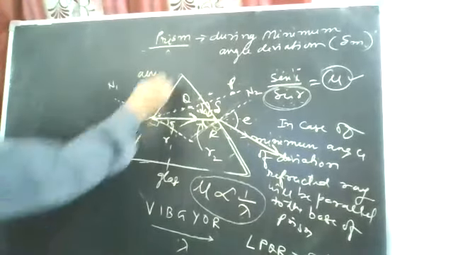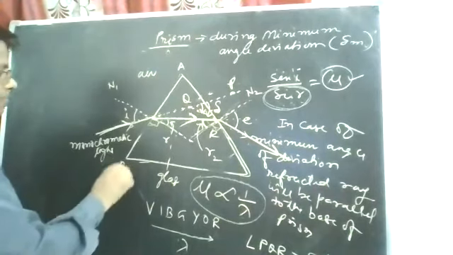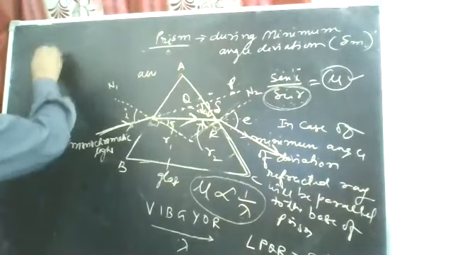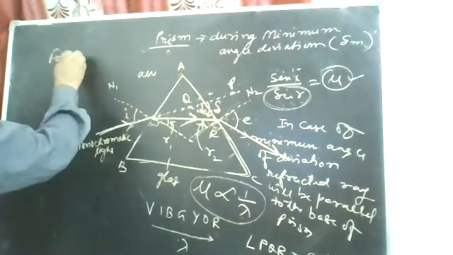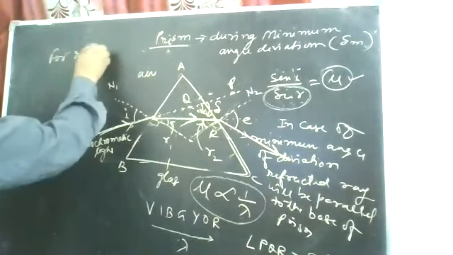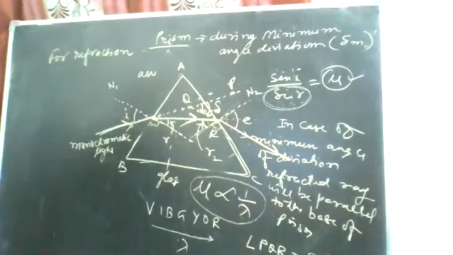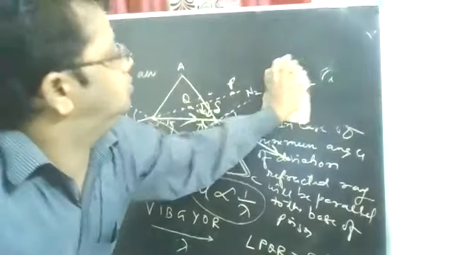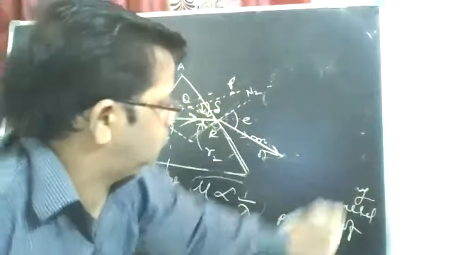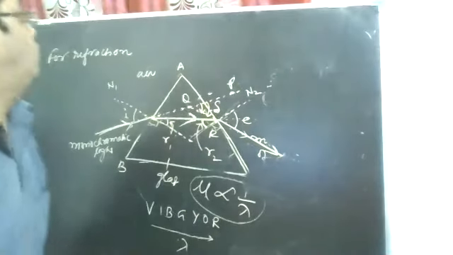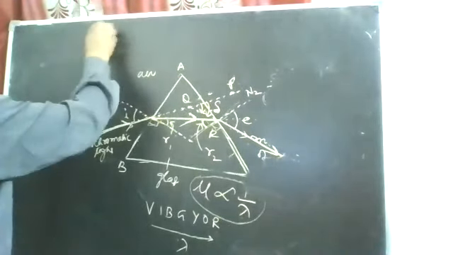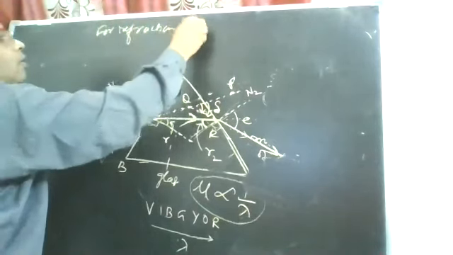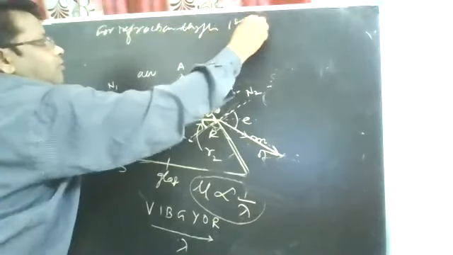You see this formula. This is A, this is B, this is C. For side AB, for refraction through the first surface.